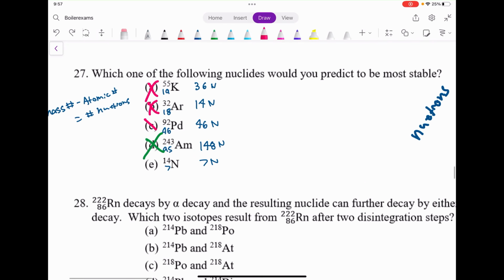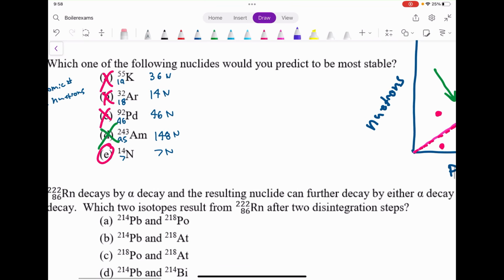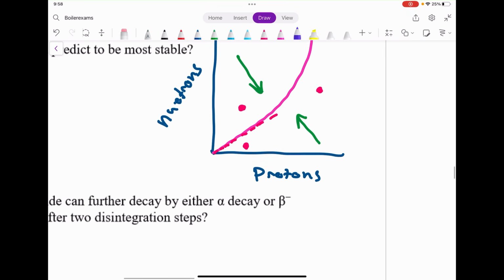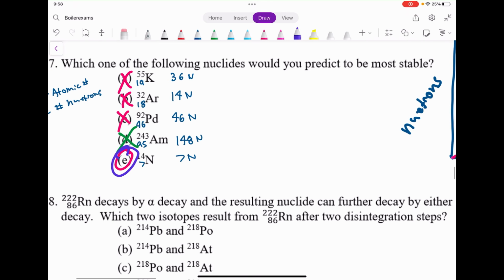And if we look at answer choice E, nitrogen is a very small molecule. It only has 7 protons, which means we're way down at the left, and it has 7 to 7, which means in this early region, when the band of stability is the 1-to-1 ratio, nitrogen fits in there perfectly. So it's very stable. So the correct answer choice is definitely E.